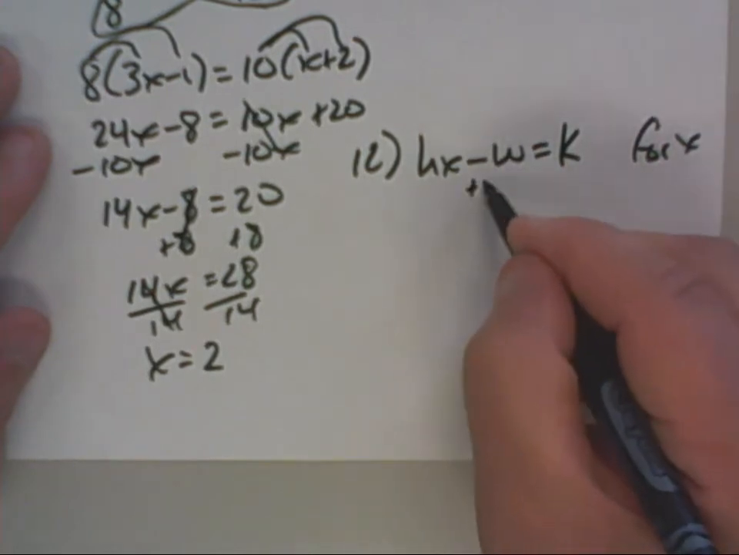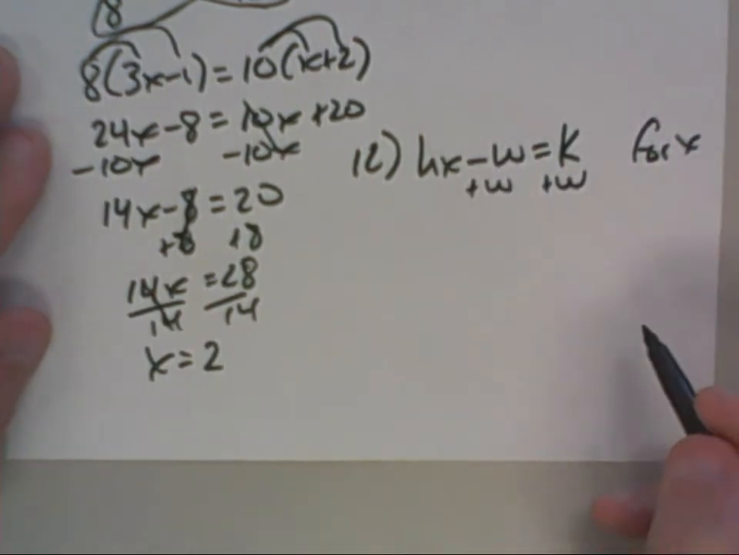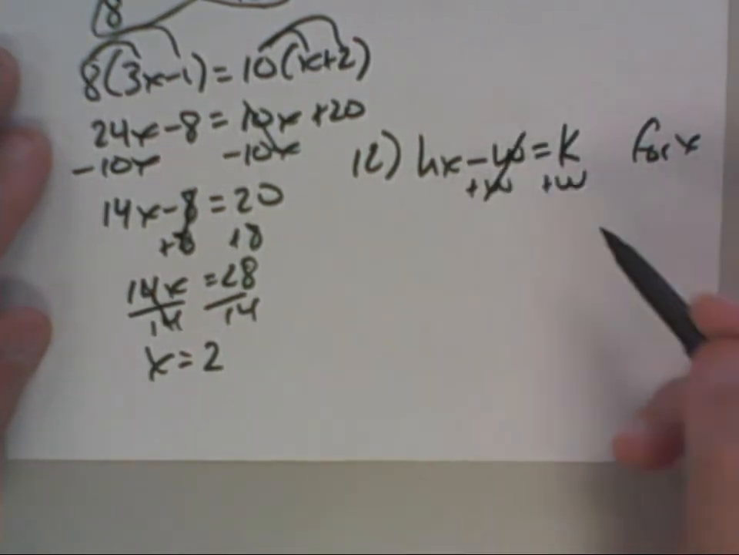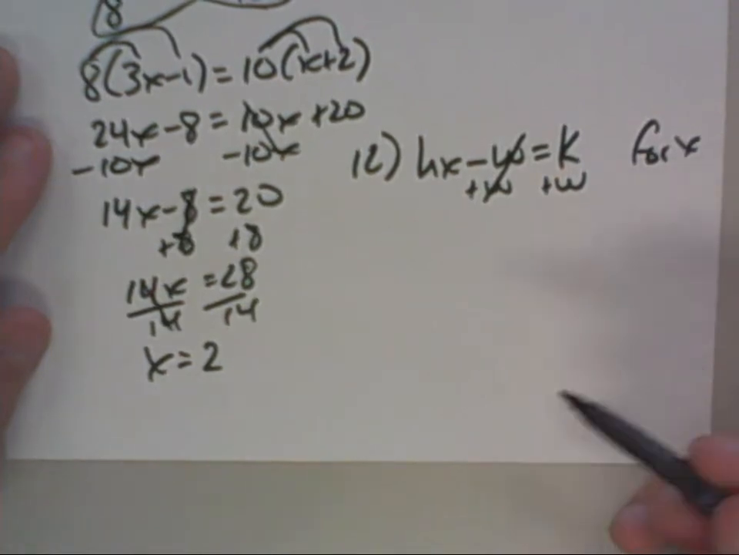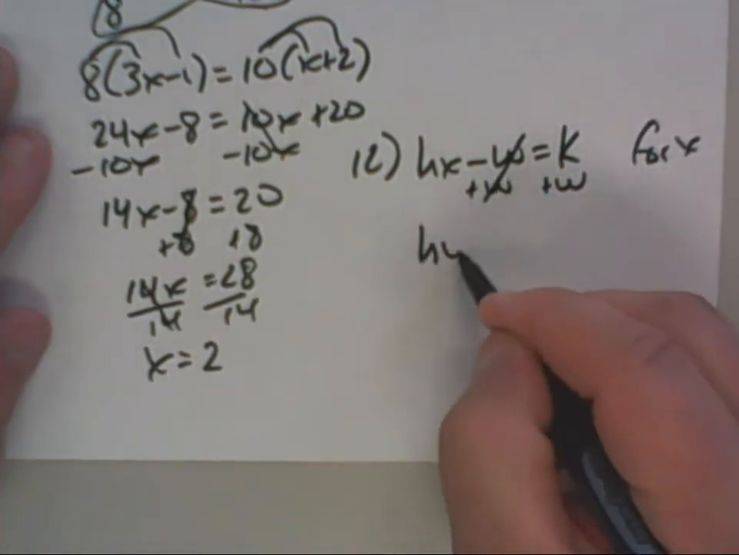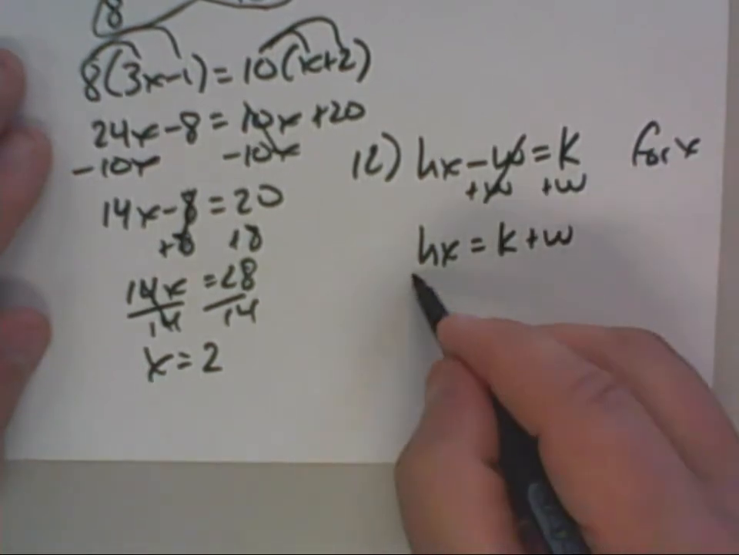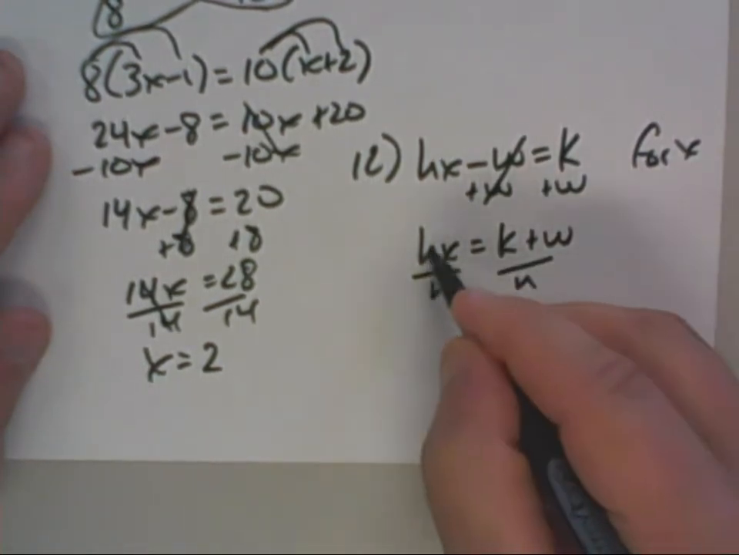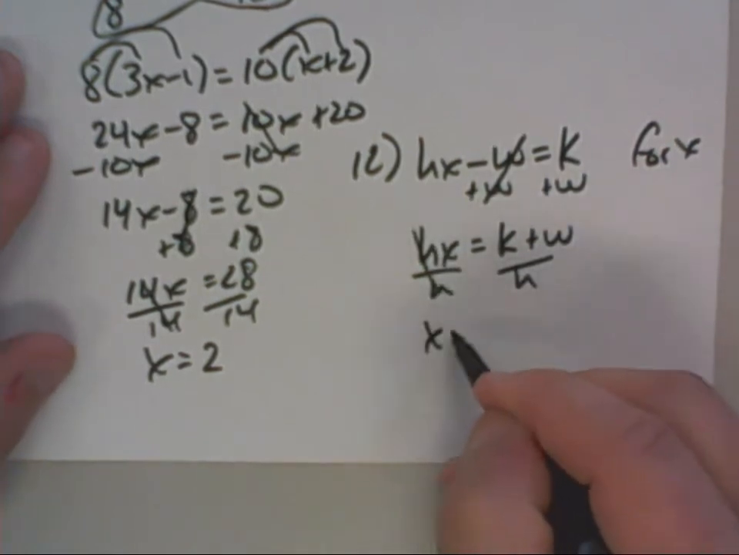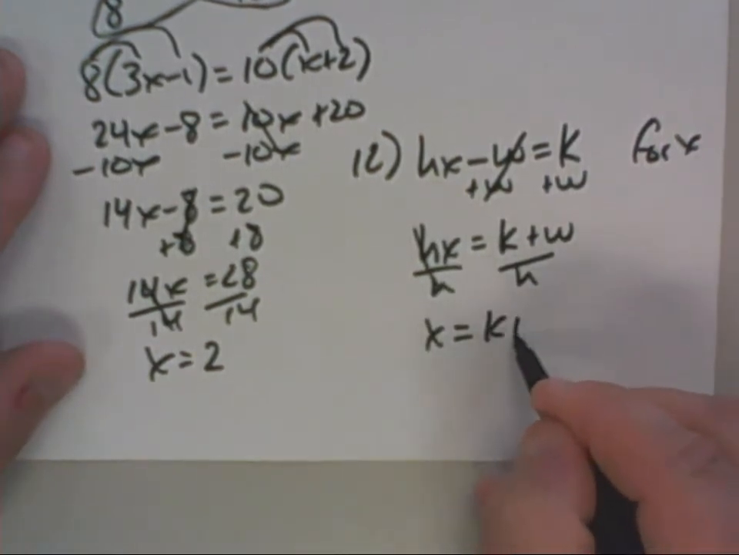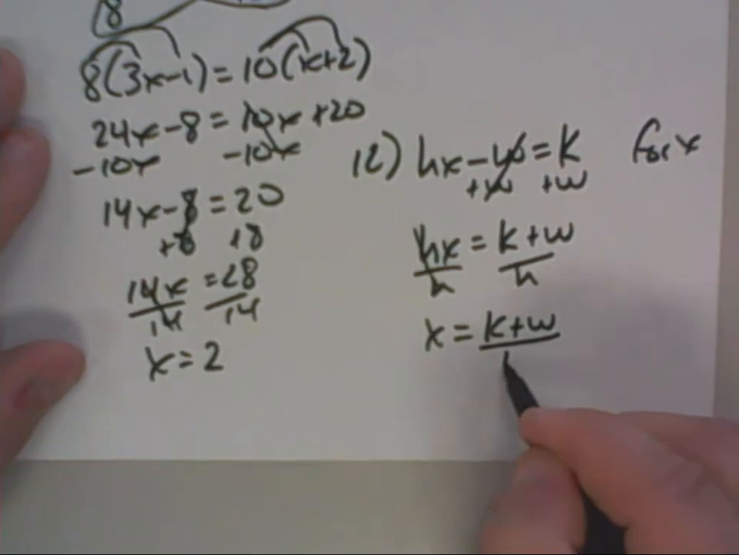I'm going to start by adding w to both sides, because a negative w plus a w would be equal to 0, which means they cancel out on this side, and I have hx equals k plus w. And then I'm going to divide both sides by h. So x equals (k plus w) all over h.